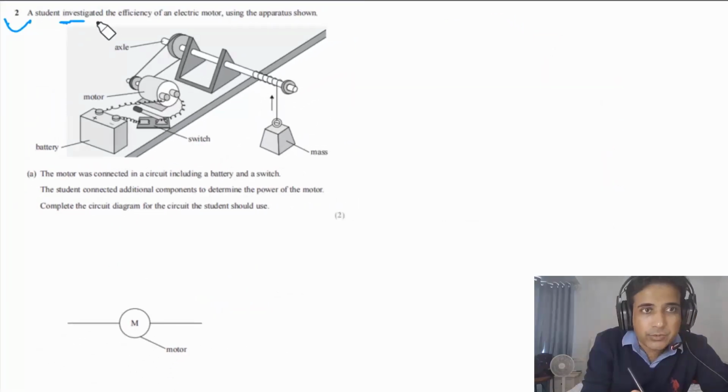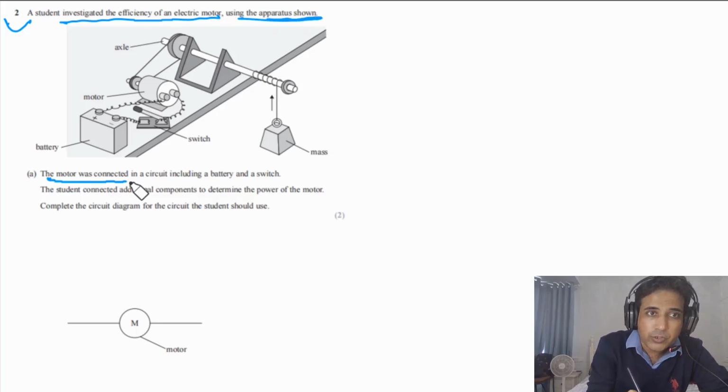Question 2 says, a student investigated the efficiency of an electric motor using the apparatus shown in the figure. The motor was connected in a circuit including a battery and a switch.